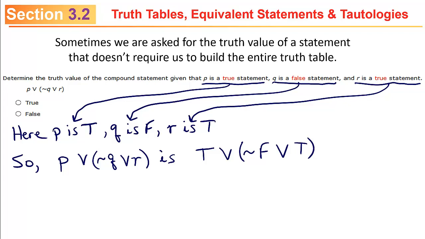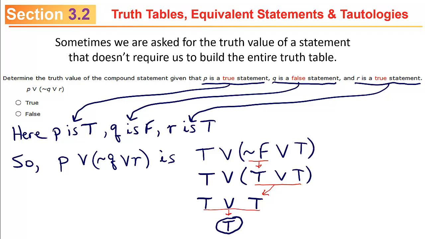And notice you want to get rid of that negation first. That's probably what you want to do. Notice that not false is true. So that statement turns into true or, and in the parentheses, true or true. From there on out, you want to work inside your parentheses first. True or true is true. And then you're left with true or true, and true or true is true.